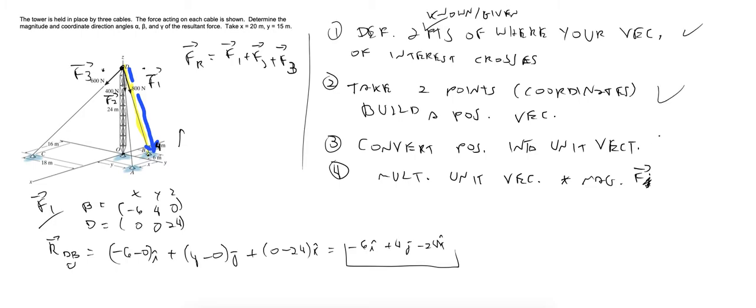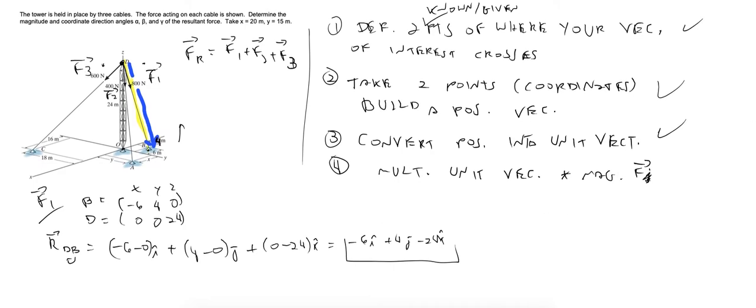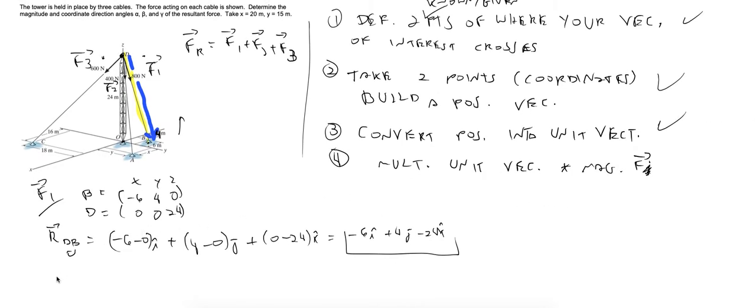Now convert position into unit. To do that, all we have to do is follow this little formula, which if you've taken calculus 3, you remember. The unit vector is equal to any vector with its components divided by its magnitude.